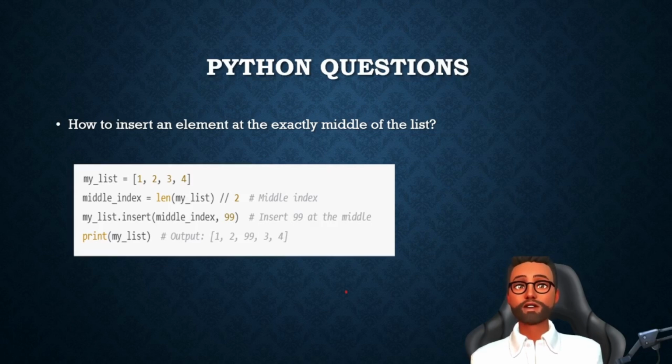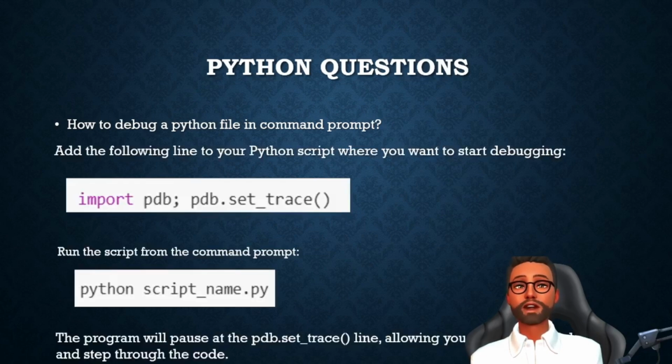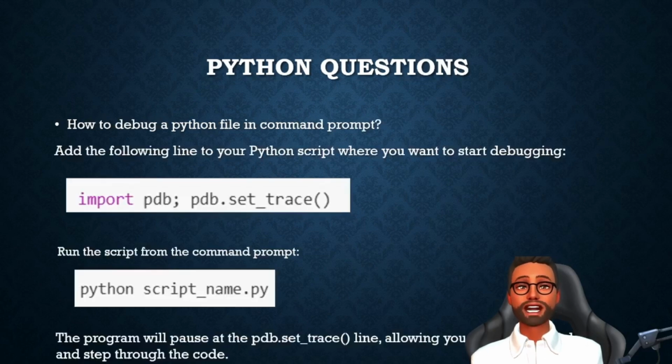Fourth one is how to debug a Python file in command prompt. To debug a Python file from the command prompt, use the built-in pdb, Python debugger, module. Steps. Add the following line to your Python script where you want to start debugging. Run the script from the command prompt. The program will pause at the pdb.set_trace line, allowing you to inspect variables and step through the code. Basic pdb commands. n, next, execute the next line. c, continue execution until the next breakpoint.